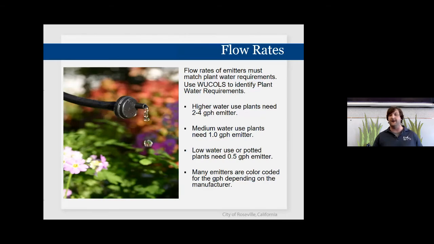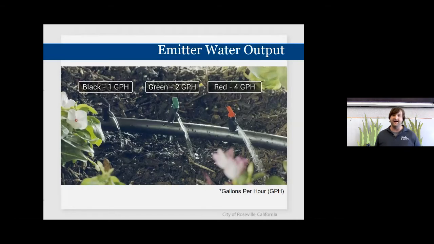Medium water use plants need about 1 gallon per hour. And low water use plants are a potted plant. And why potted? Because they're potted, they don't have a whole lot of soil depth in them. They'll fill up really quick. Only maybe a half gallon per hour emitter. Many emitters are color coded for gallons per hour depending on the manufacturer. Let's take a look at that on the next slide.